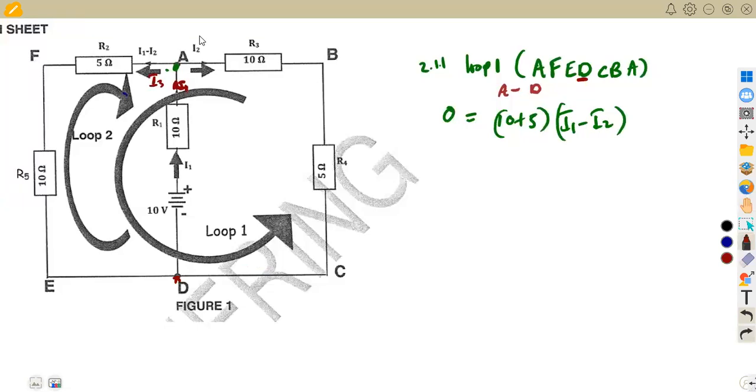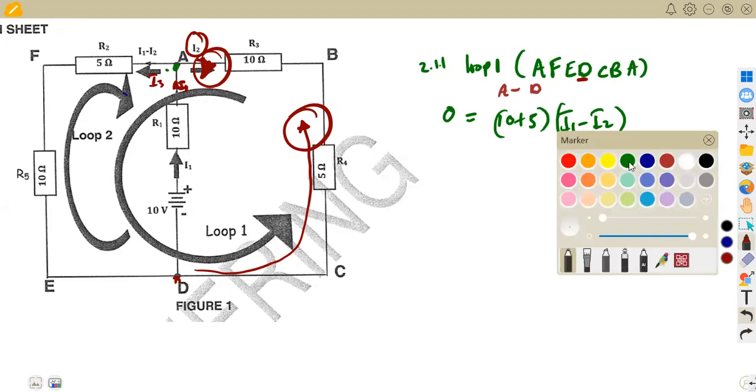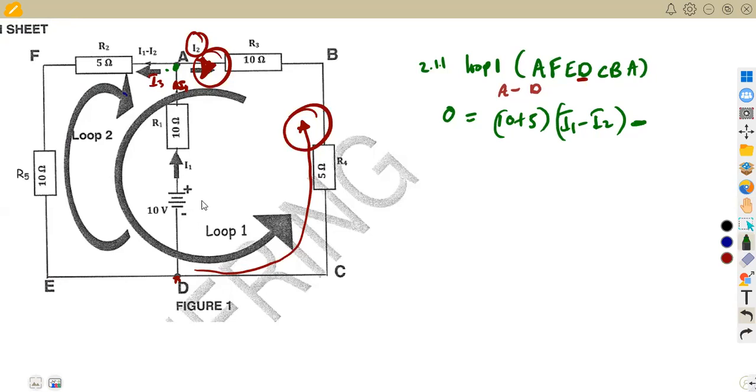If we check here, we've got the same current flowing because it is a series circuit. But if we check the direction that we are taking according to the loop, this is the direction, while according to the current, this is the direction. As we can see, these two are opposing each other. This one is going anti-clockwise and this one is going clockwise. Whenever they are opposing like this, it is going to be negative. So we represent this one with a negative, because the direction of the loop and the direction of current are opposing each other.